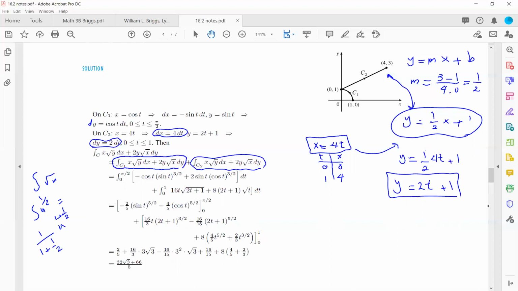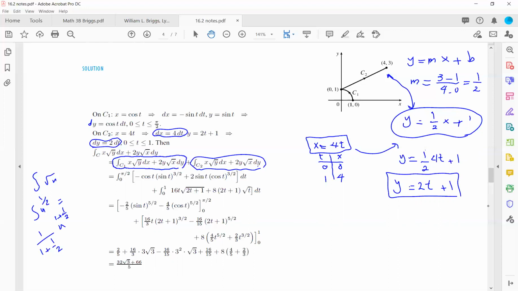Then plus the second integral. Now for the second integral, your y is defined as 2t plus 1. So 2t plus 1, and x is 4t, plus 2y, 2 times 2t plus 1 square root of 4t dy. Remember that here you have dx and dy. You have to substitute 4 dt for dx and 2 dt for dy before taking the integral.